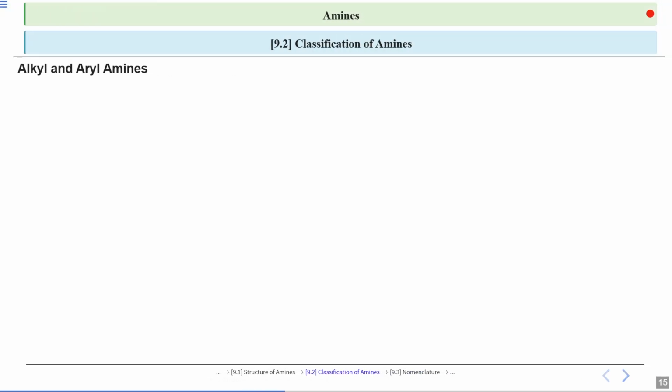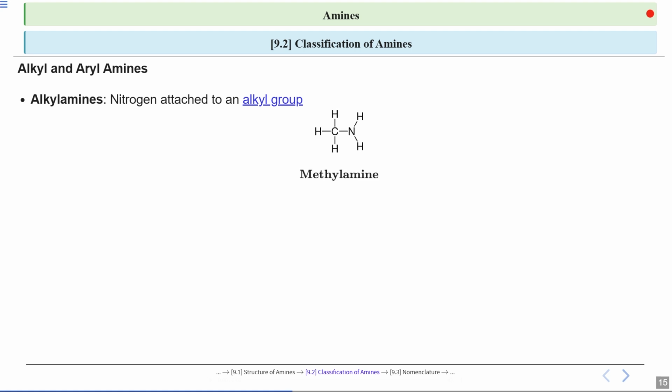Now we will look at two important types of amines, that is alkyl amines and aryl amines. Alkyl amines means nitrogen is attached to an alkyl group. If you see the example over here, this nitrogen is attached to an alkyl group, which is a methyl group. So that is methylamine. You will see one of the hydrogens of ammonia is replaced by this methyl group.